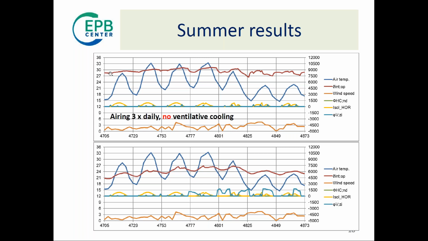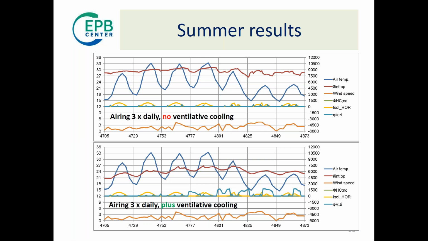So what you see here is just, again, these very small peaks. The scale is a bit different here, very small peaks of the flow rate from this airing and nothing else. The yellow line, by the way, is just the horizontal solar radiation, which doesn't really matter in this study so far.